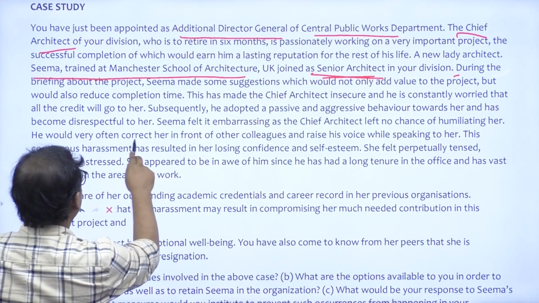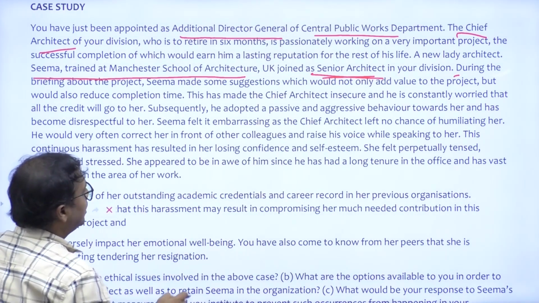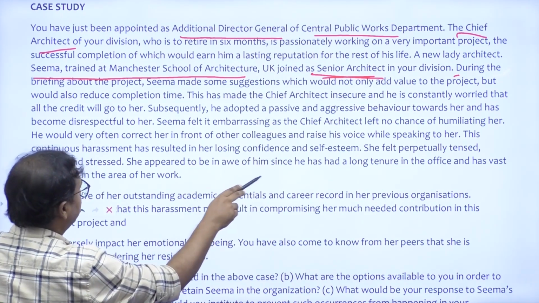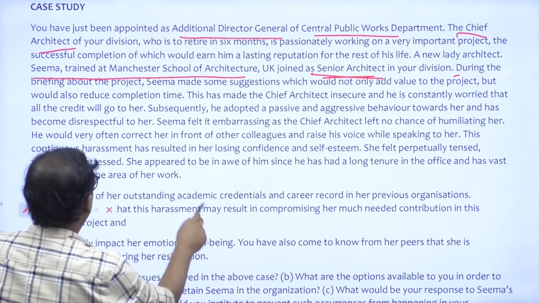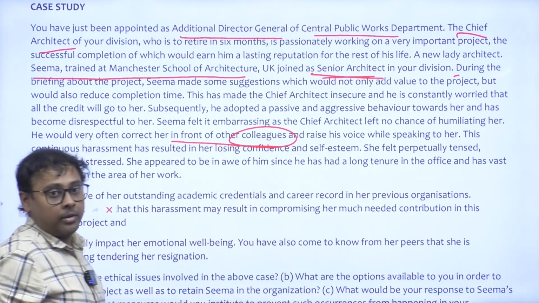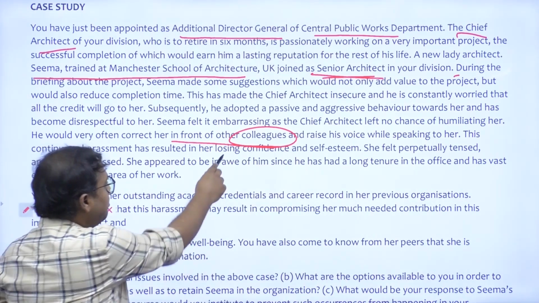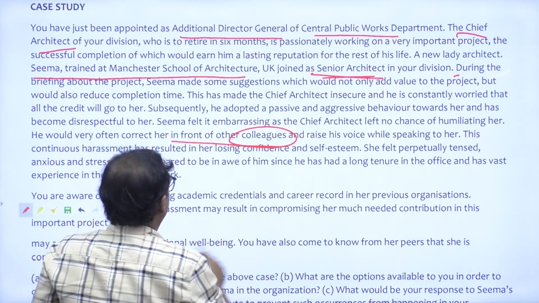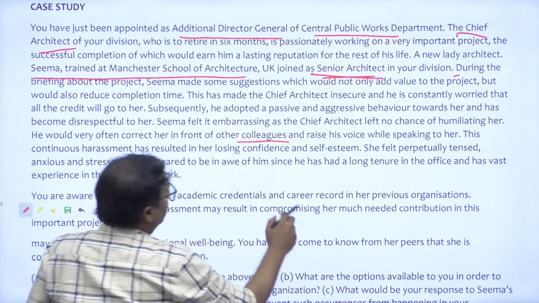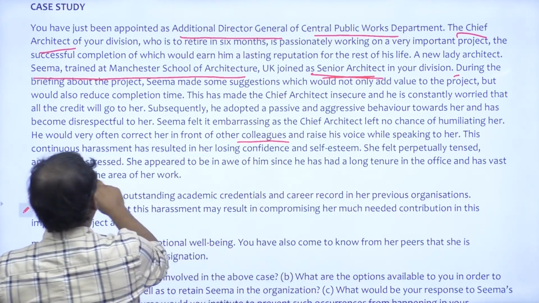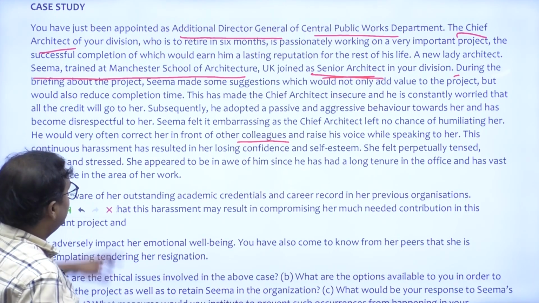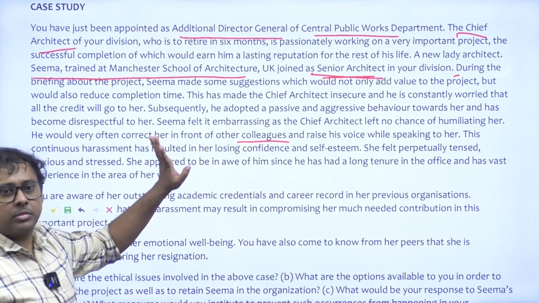But it would also reduce the completion rate. This has made the chief architect insecure and constantly worried that all the credit will go to her. She subsequently adopted passive aggressive behavior. Another stakeholder: he would often correct her in front of colleagues and team members, and raise his voice while speaking to her. This continuous harassment has resulted in her losing, okay? So primarily there are 4 stakeholders.